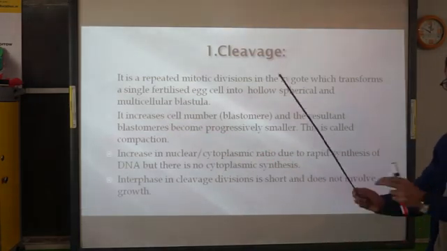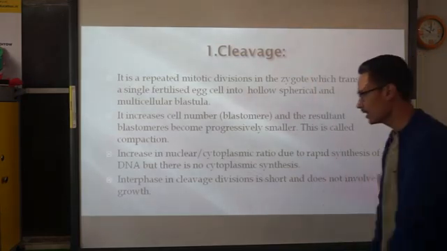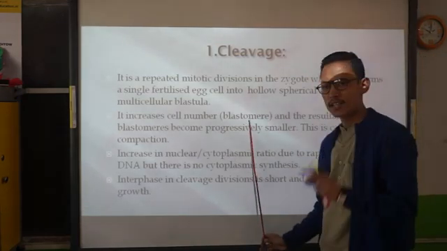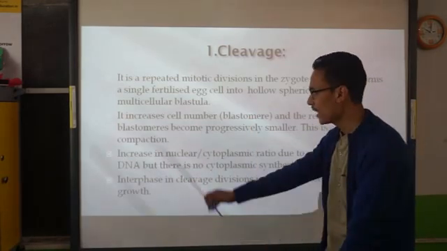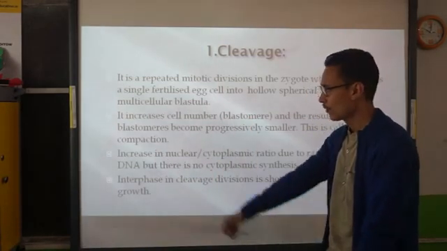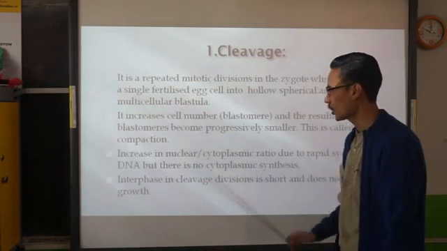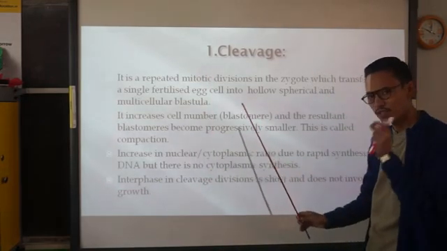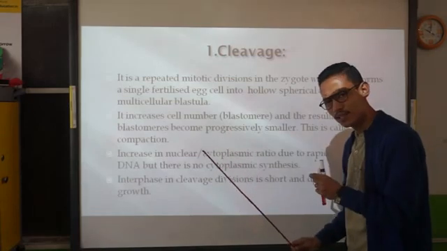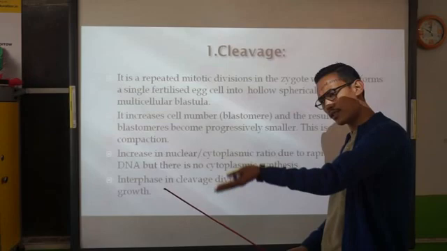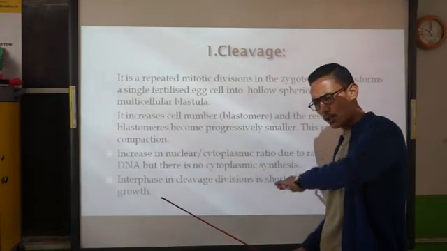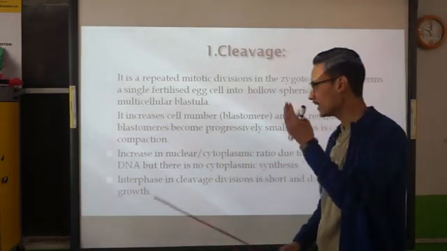Those daughter cells which are produced by the mitotic cell division are called blastomeres. Keep in your mind. Clear? Those daughter cells which are produced by the repeated mitotic divisions from a single fertilized egg are called blastomeres. So it just increases the cell number. It just increases the number of blastomeres. Alright, 2 cell stage, 4, 8. So that means the number of blastomeres keeps on increasing.